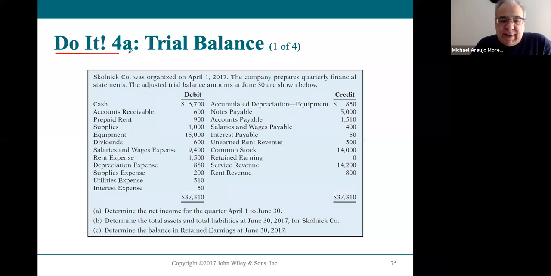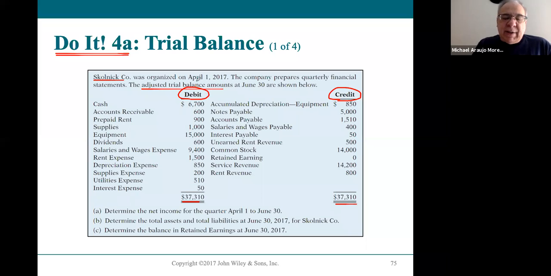So your do it exercise, learning objective 4 is broken up into part A, part B. We're only going to do part A today because it's important to understand the adjusted trial balance and how to prepare the reports. So here are all the accounts that have debit balances listed here for Slotnick Company. Here are all the accounts with credit balances listed here for Slotnick Company.